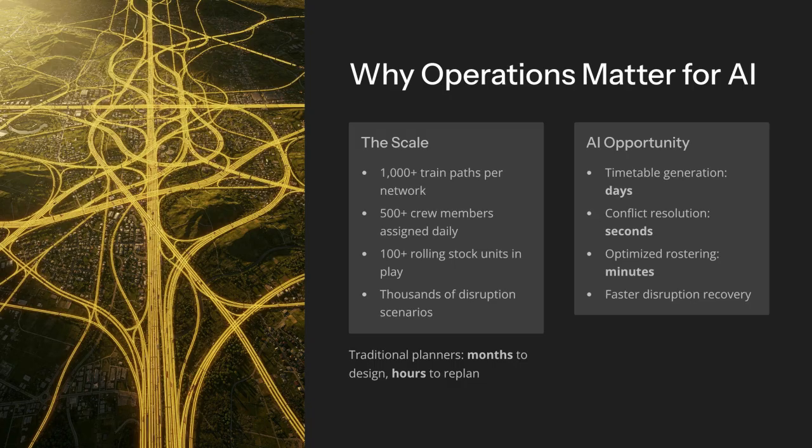At a typical major operator, you've got over 1,000 train paths to schedule every single day. Each one comes with its own web of constraints: crew availability, rolling stock readiness, passenger demand, freight contracts, infrastructure capacity. Pull on one thread and you affect a dozen others. Then you've got over 500 crew members who need to be assigned to services. And that's not just a matching exercise. You have to respect working time regulations.